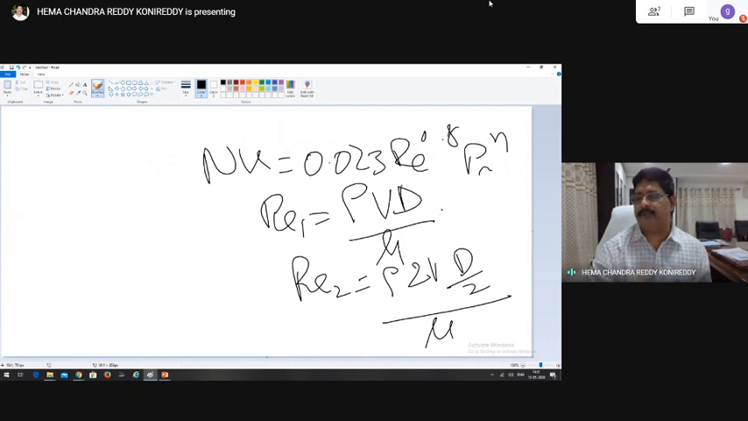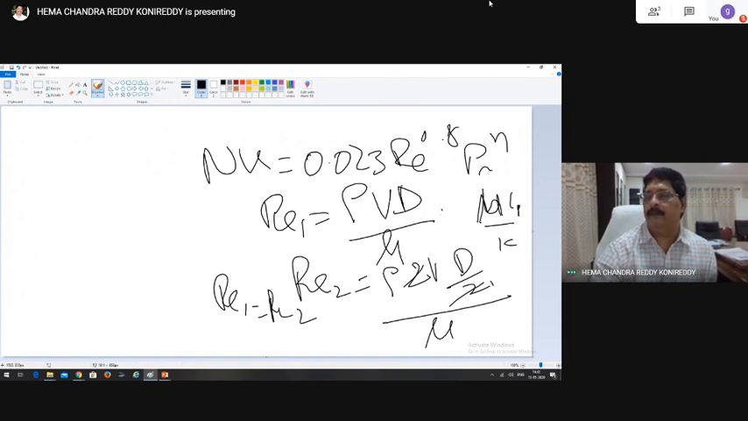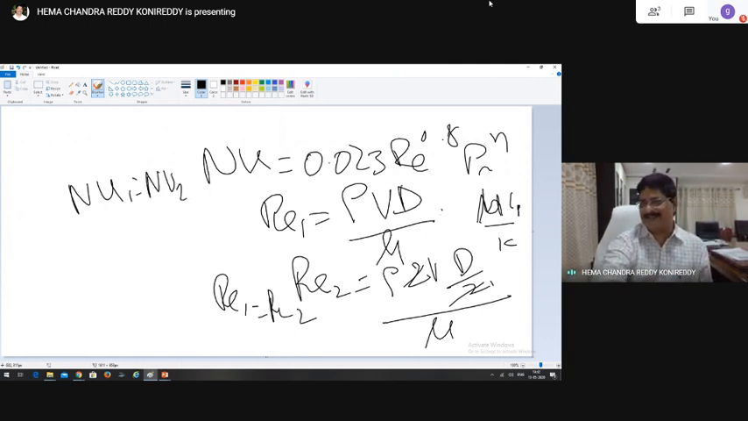Mu is a property, rho is a property, they are not changing. Property of the fluid is not changing. Only physical parameters are changing. So it is again rho vd by mu. Therefore Re1 is equal to Re2. Agreed? Now, Re is not changing, Prandtl number is mu Cp by K, the properties are not changing, therefore Prandtl is not changing. So therefore, Nu1 is equal to Nu2. Nusselt's number is not changing.